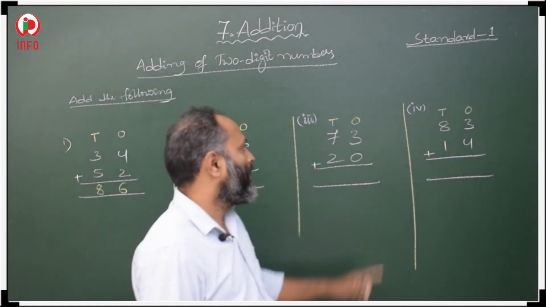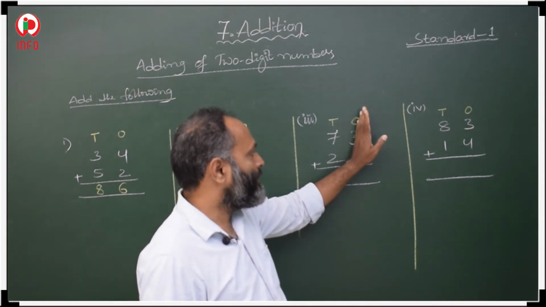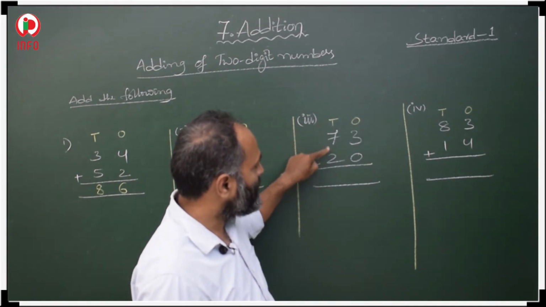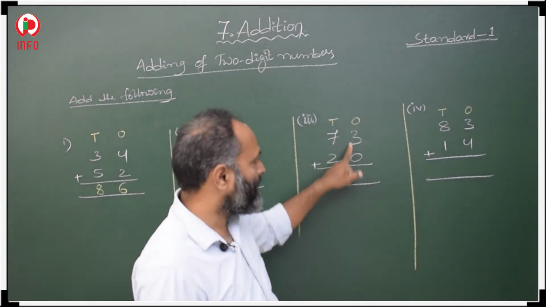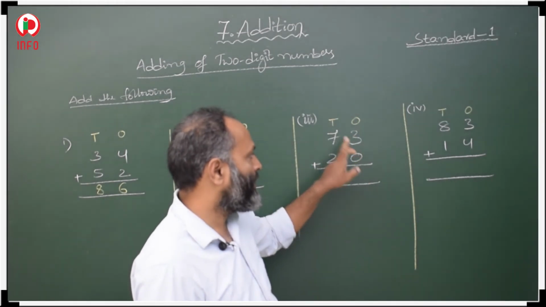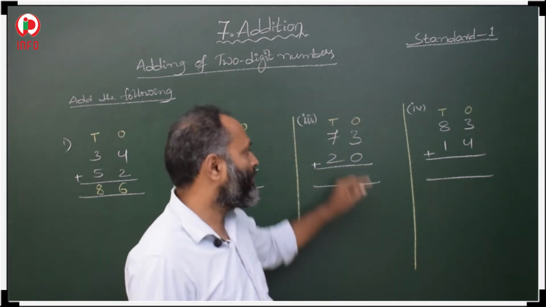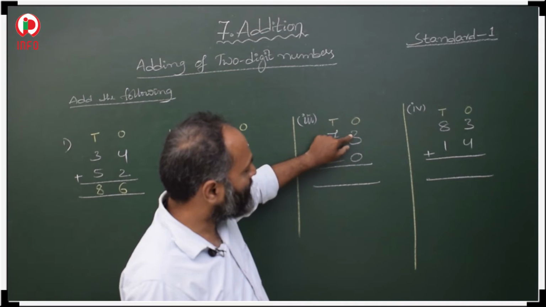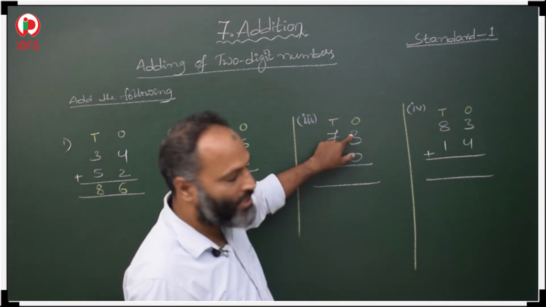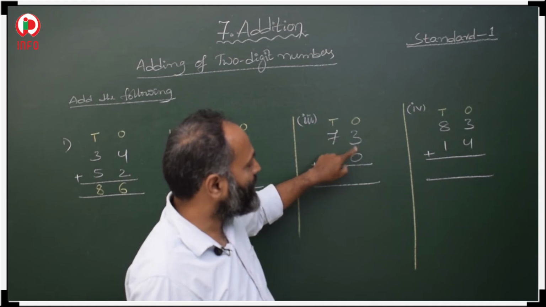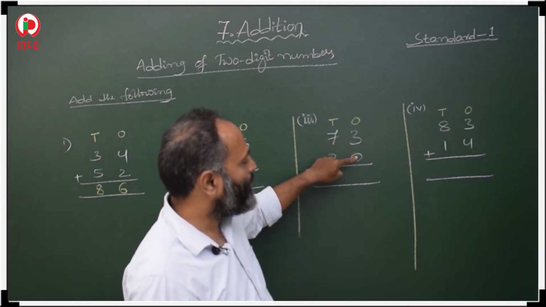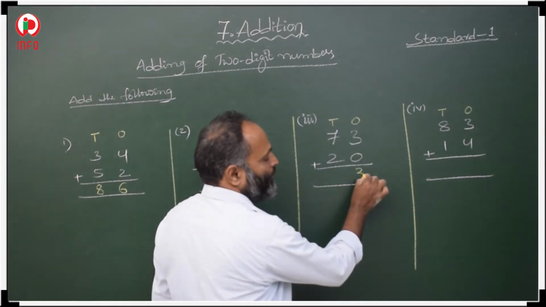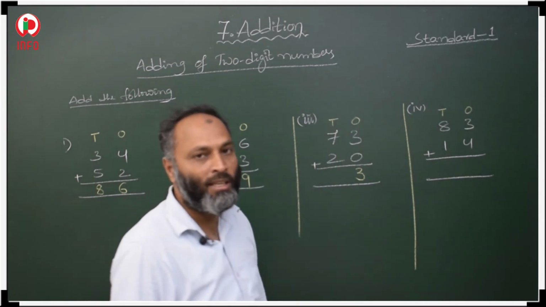Now after that, again we start our addition from ones place. In ones place we have 3, 0. In tens place we have 7 and 2. So you have to write your numbers like this only. Ones place in ones place only, tens in tens only. Now here keep your finger on 3. 3 plus 0. If any number is added with 0, then we will get the number itself only as the answer. 3 plus 0 is 3 only.